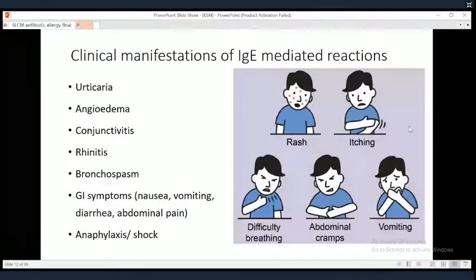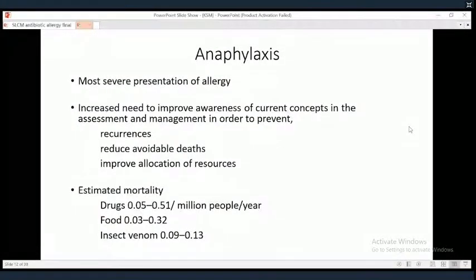What are the clinical manifestations of IgE-mediated reactions? So most often, patients present with urticaria. They might present with angioedema, swelling of lips, periorbital edema, and so on. Conjunctivitis, rhinitis, bronchospasms, and also GI symptoms such as nausea, vomiting, diarrhea, and abdominal pain. And the most feared clinical presentation is anaphylaxis or anaphylactic shock.